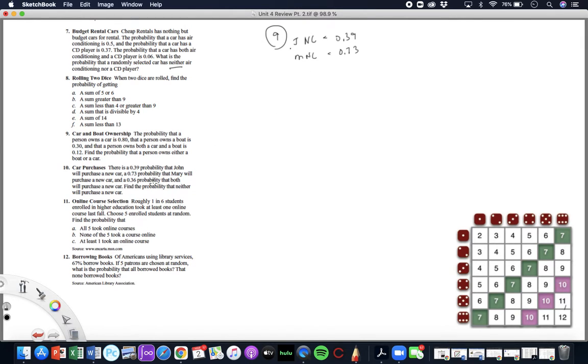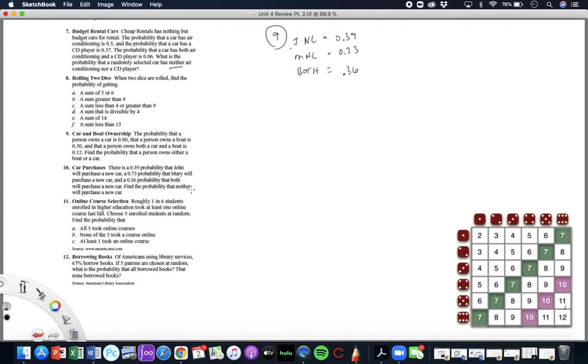And then a 0.36 probability that both will purchase a new car. Both. Okay. Now, judging by if you saw my problem number 7, you're probably seeing a similar setup here. So both purchase a car would be 0.36. Okay, so probability both purchase a car. Find the probability that neither will purchase a car.